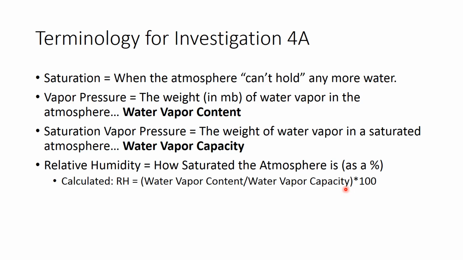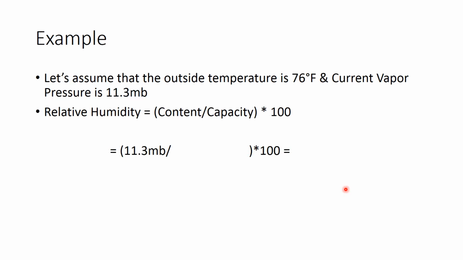Now, you're going to do a few examples of this in this particular lab, but let's actually do one together real quick. Let's assume right now that the temperature outside is 76 degrees and we were able to measure a vapor pressure of 11.3 millibars. There are ways to actually measure vapor pressure. You won't have to do that, I'm just going to give it to you. To calculate relative humidity, we would take our water vapor content, which is this right here, and divide it by the capacity. Now, how do we determine the capacity? Well, we determine it by looking at the temperature.